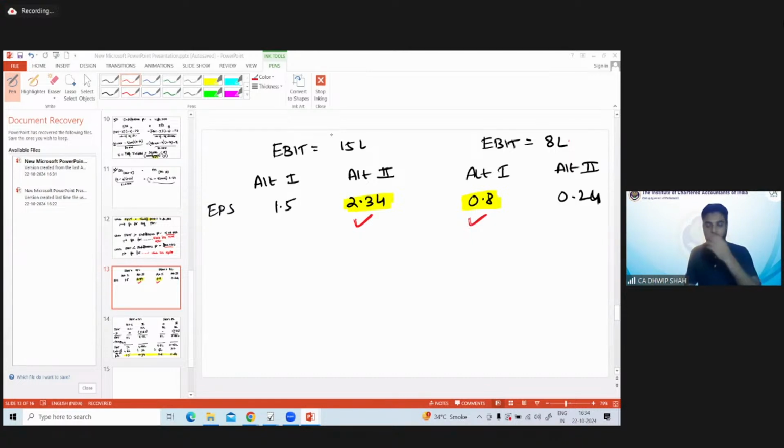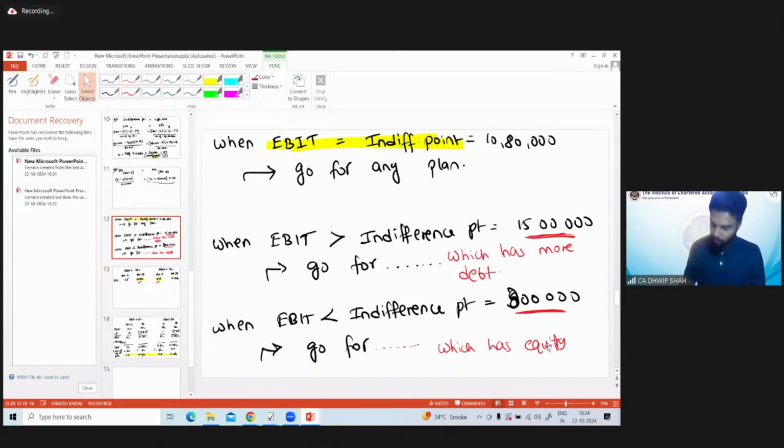At indifference point, go for any plan. But if EBIT is greater than indifference point, take the risk. Means select that plan which has more debt. On the other side, when EBIT is less than indifference point, means you don't have that earning capacity, then don't take the risk. Go for equity only. Go for that plan which has less debt. Here I will write, go for that plan which has equity or less proportion of debt, because with debt will come interest, and interest is a fixed cash outflow, means fixed financial leverage.